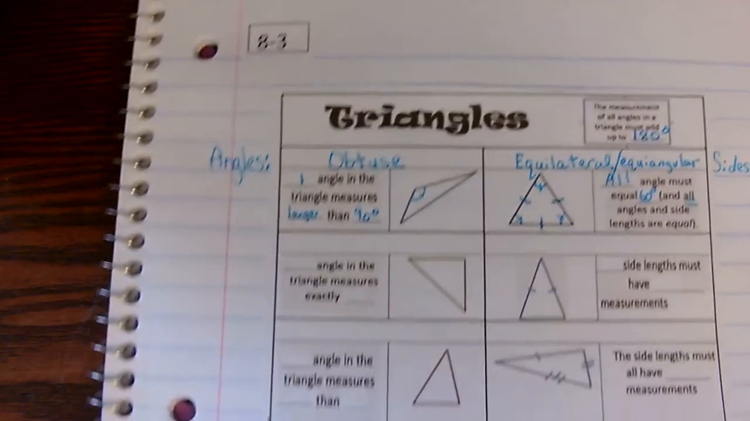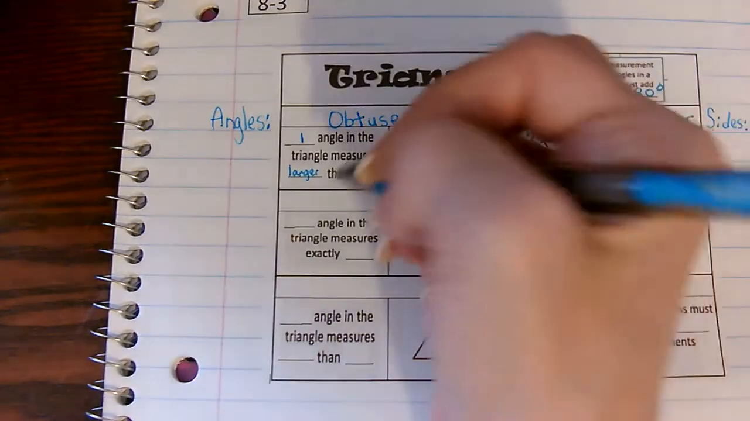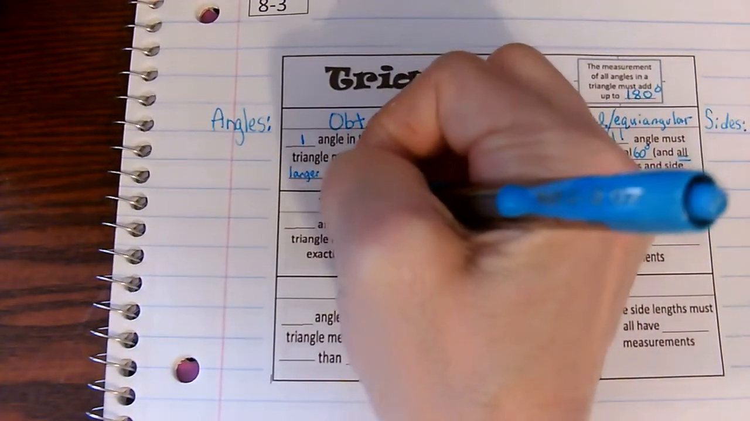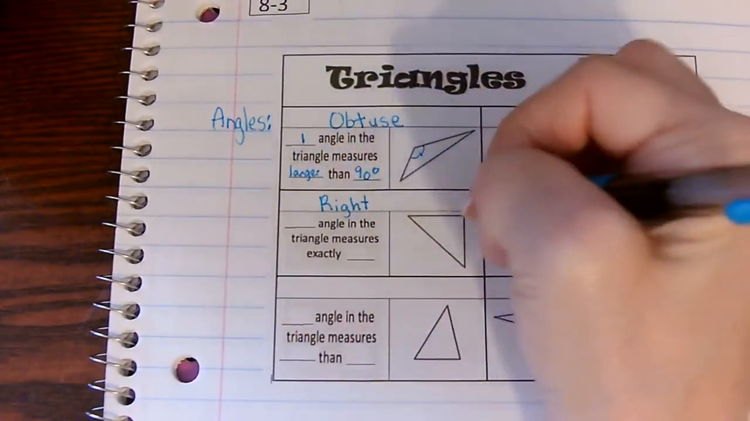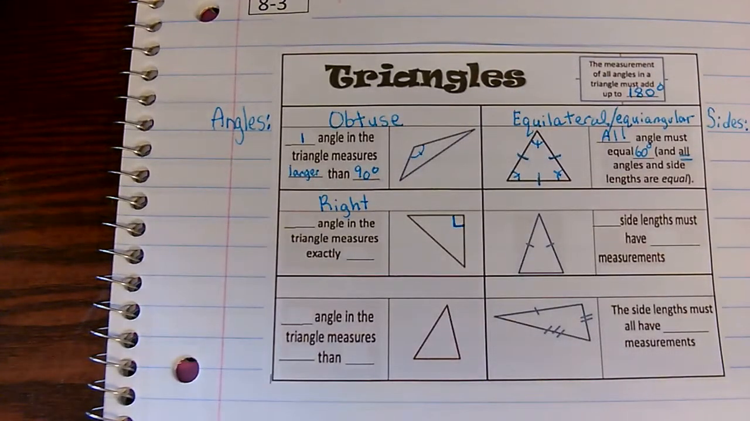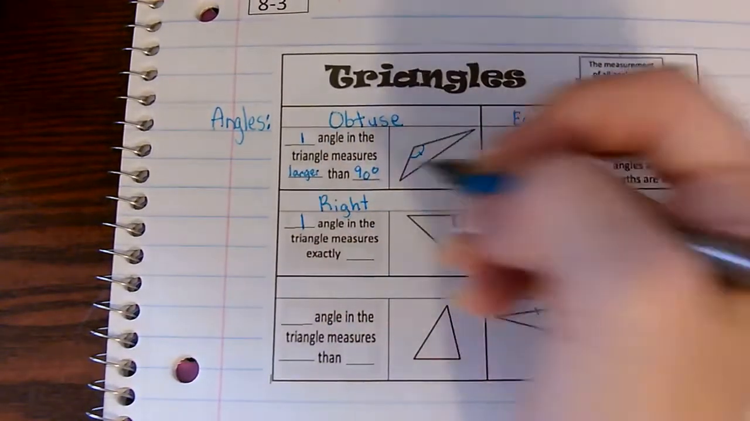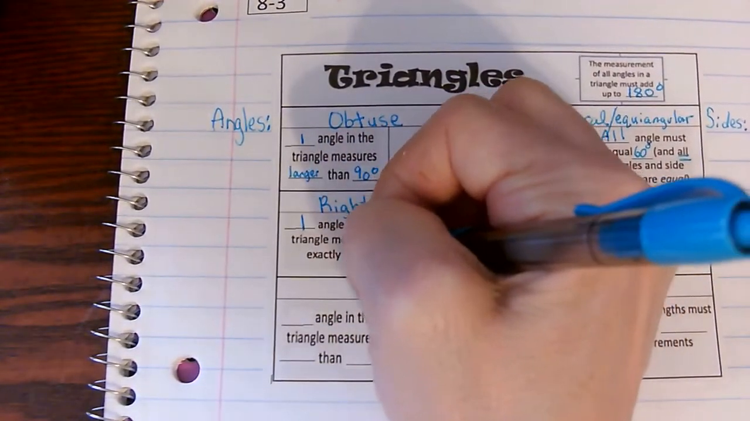Alright, let's go with the next one on the left. On this one, this is called a right triangle. And you're going to put a box in here to symbolize the right angle. Okay? It has one angle in the triangle that measures exactly 90 degrees.